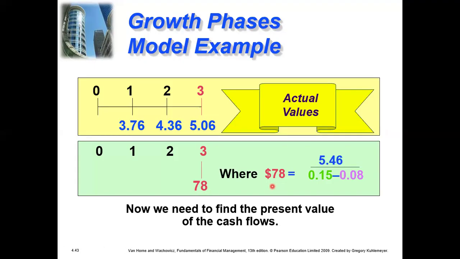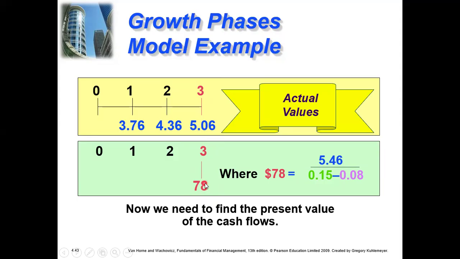How do we get it? This 5.46 is the value of D4 that we have just calculated. 15% is the discount rate K and the 8% is the growth rate. $78 is the V3 after 3 years. So in the third year, the value of a share is $78.